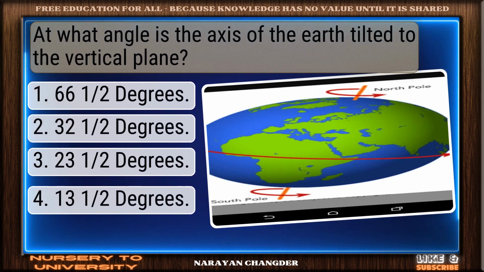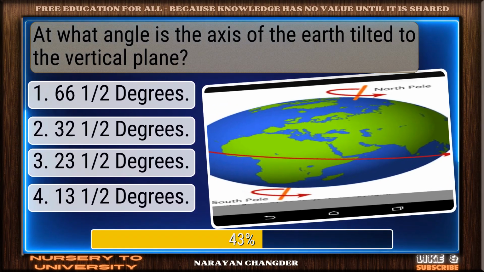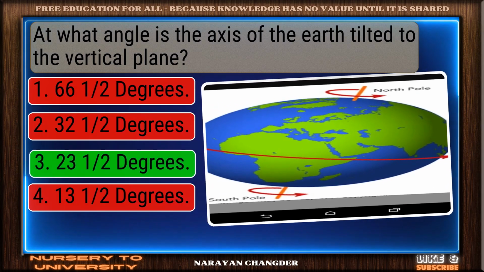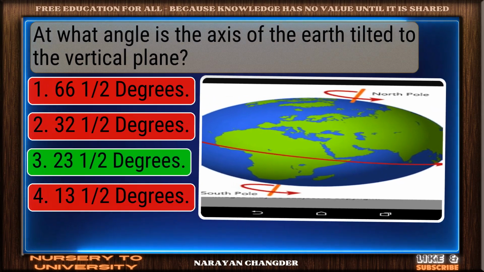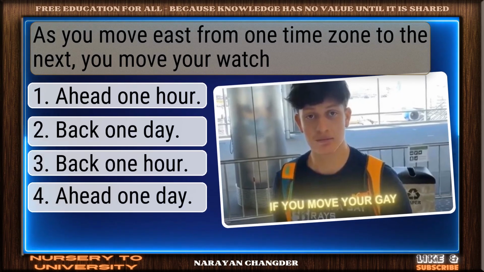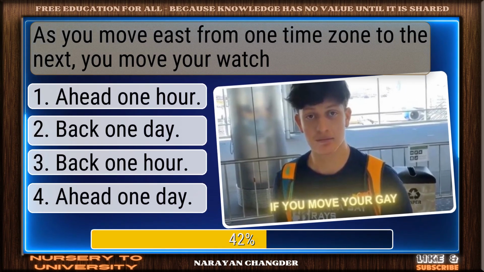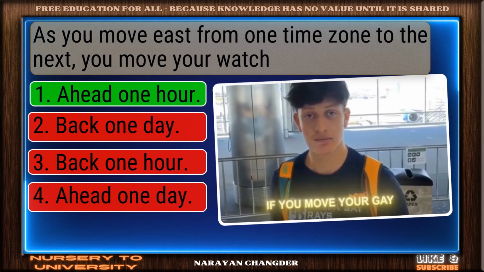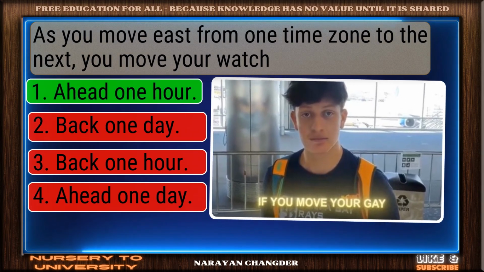At what angle is the axis of the Earth tilted to the vertical plane? Excellent choice. 23.5° is the right answer. As you move east from one time zone to the next, you move your watch? Strong choice. Ahead 1 hour is the right answer.